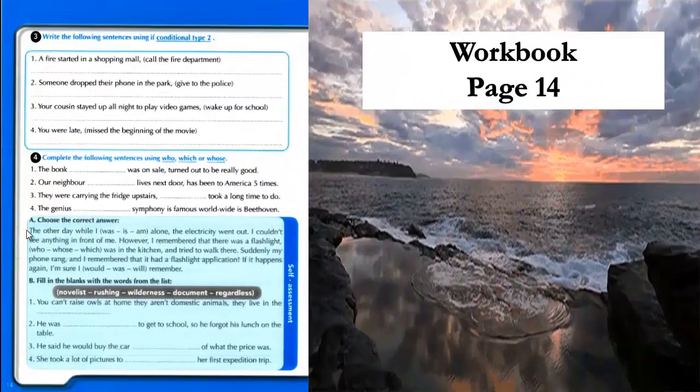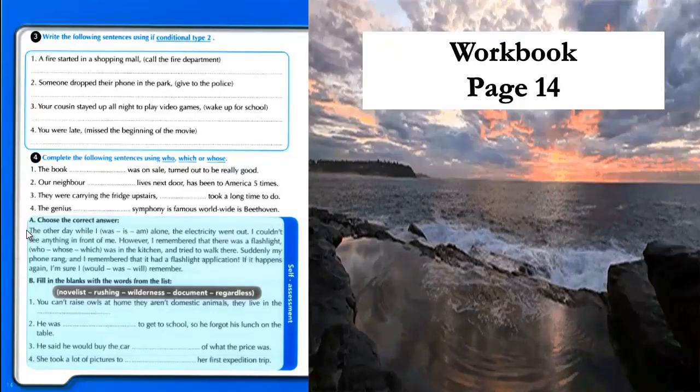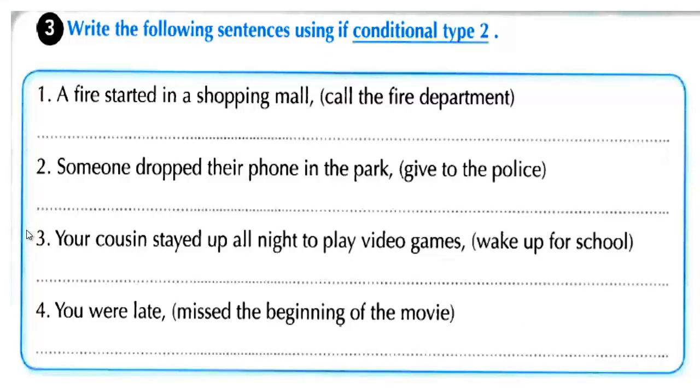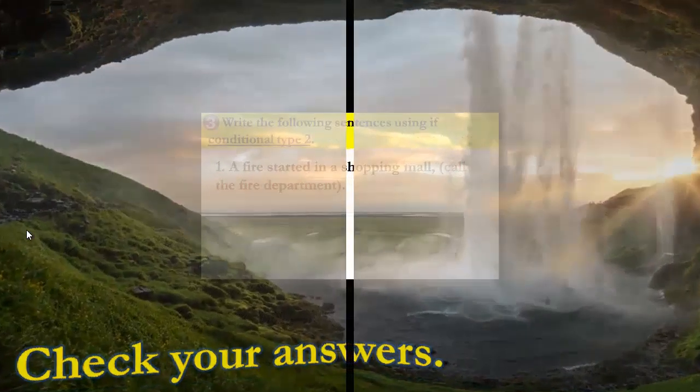Now let's go on page 14 to cover the exercises together. Exercise number 3. Write the following sentences using if conditional type 2. So we studied this rule in our student book. We have here 4 sentences. He asked me to use if conditional type 2 in these sentences. Let's check our answers together.